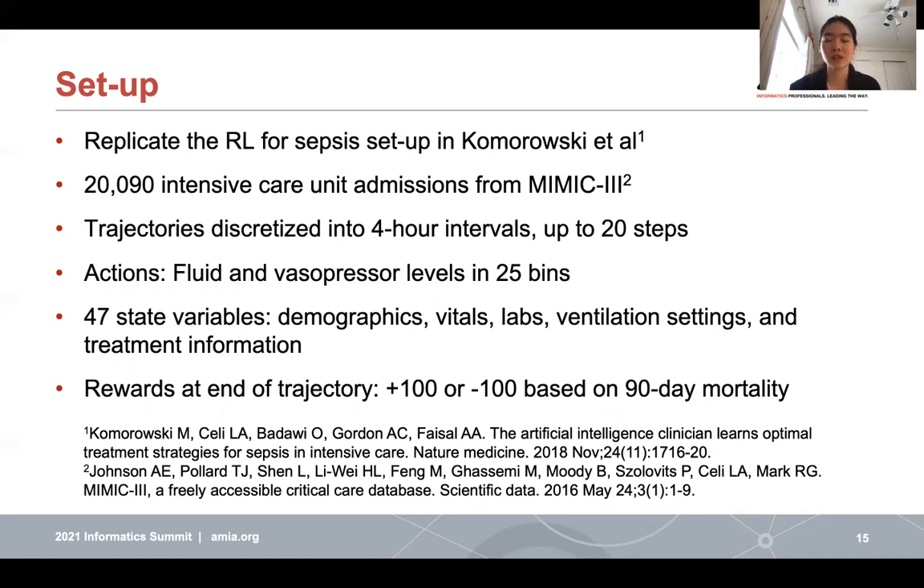The actions consist of 25 bins that range from no treatment to the lowest quartile to the highest quartile, looking at fluid and vasopressor levels. The 47 state variables include demographics, vital signs, lab test results, ventilation settings, and treatment information. Finally, there is a reward at the end of the trajectory, positive 100 or minus 100 based on the 90-day mortality.